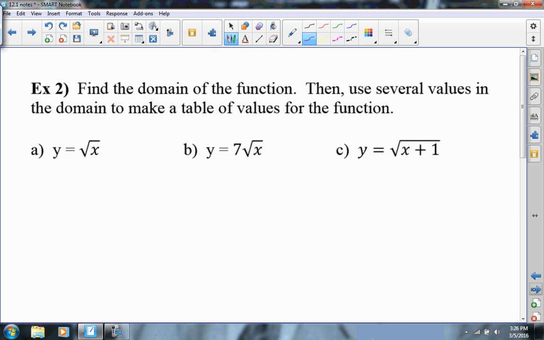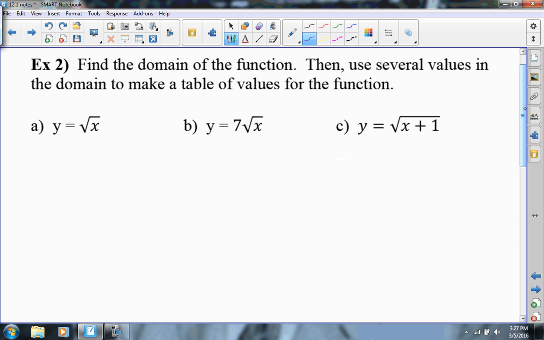Okay, so now that we've practiced that a little bit, let's take a look at these 3 examples here, part A, B, and C for example 2. And we're still going to use that skill of doing substitution so that we can make a table of values, so that we can graph functions. Now we're going to practice making the table of values first before we actually graph them.